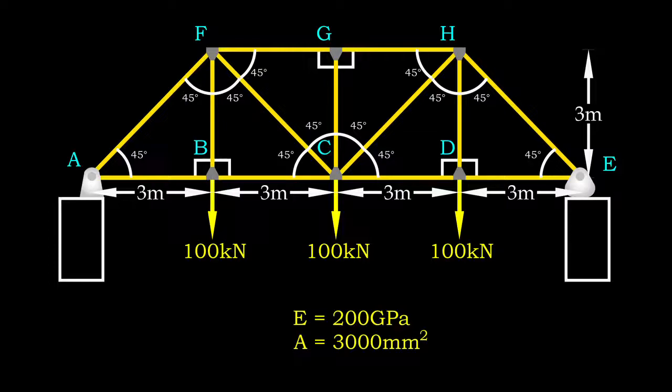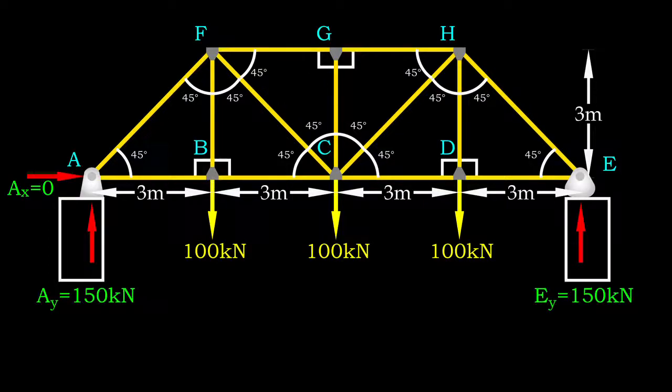The truss is loaded at 3 bottom chord knots, each of them with magnitude of 100 kN. What will be the deflection at knot C? We need to solve for the member forces to proceed.